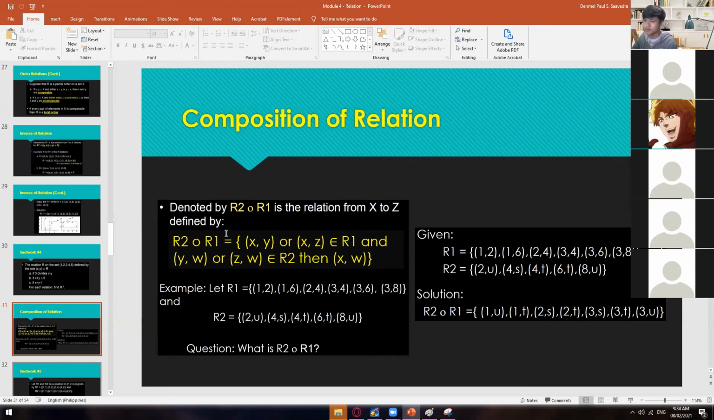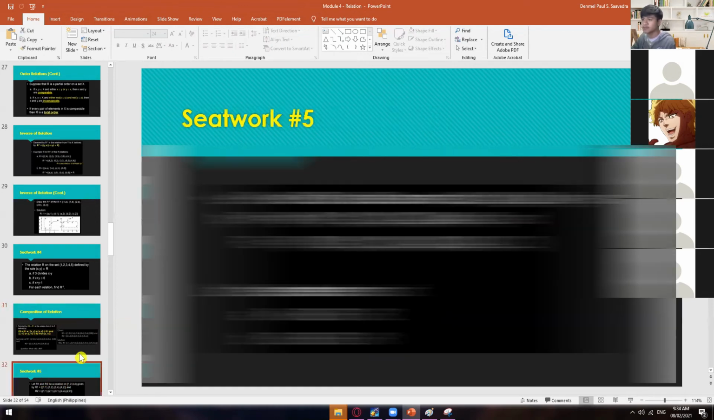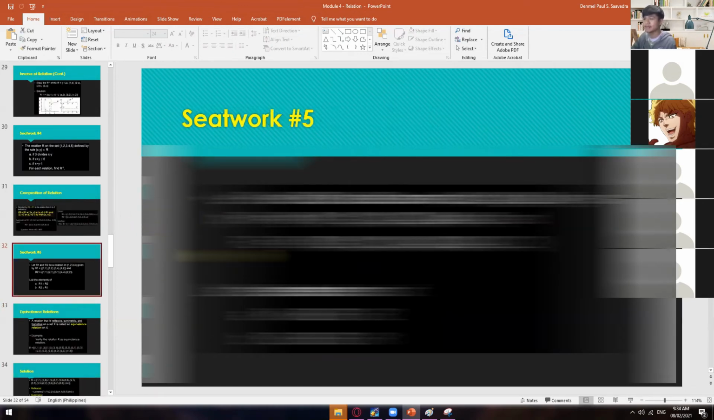All right. So again, when we say composition, you need two relations, and then just apply this formula, then you will come up with the answer. Once you're done with that topic, you're going to have a short activity. So we have here R1 and then R2, and then you should have the list of the elements of R1∘R2 and R2∘R1.